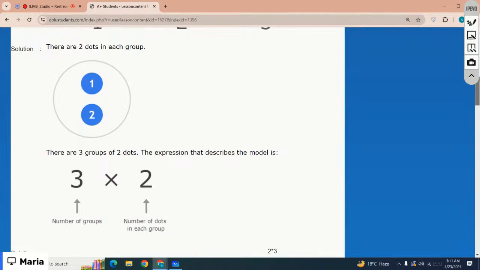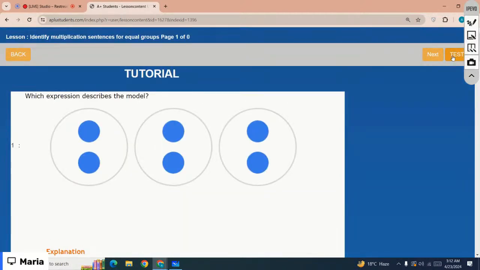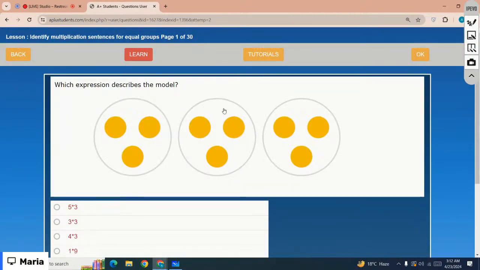So the correct option is 3 times 2. Okay, let's just start with the test questions. Which expression describes the model? So, which is the correct option?